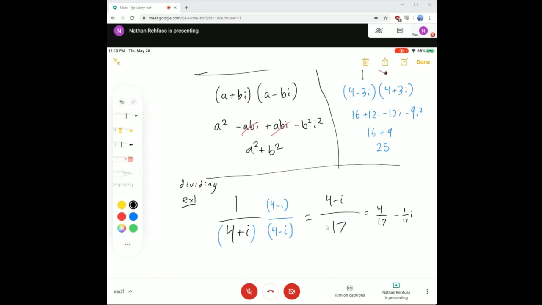But yeah, there we go. We divided by a complex number. We found our answer. If I multiplied 4 plus i by this thing, my answer would be 1.